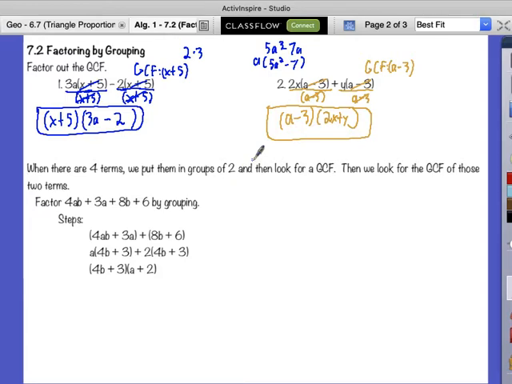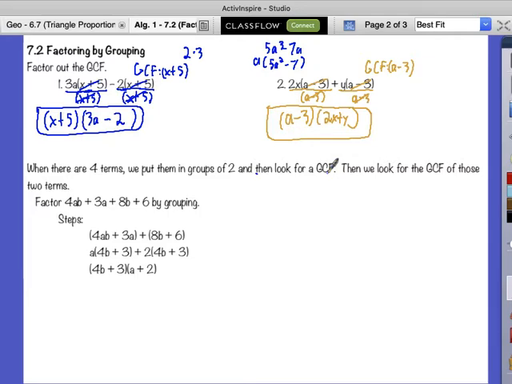Okay, we literally just took the same thing and we put parentheses around it. Does everyone understand that first step? And then look for a GCF in each of these parentheses. So if I cover this up, 4ab plus 3a, can we find the GCF of that? What would the GCF of this be though? A. So we factor out an A, and we're left with 4b plus 3. Is that what we see?